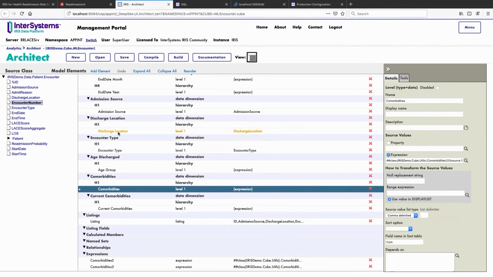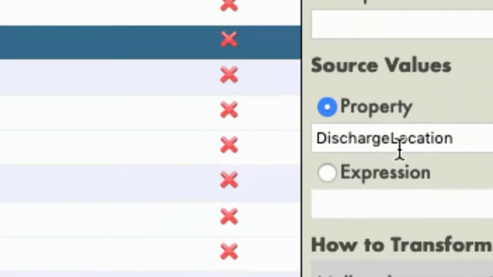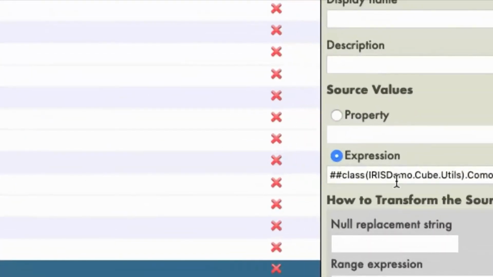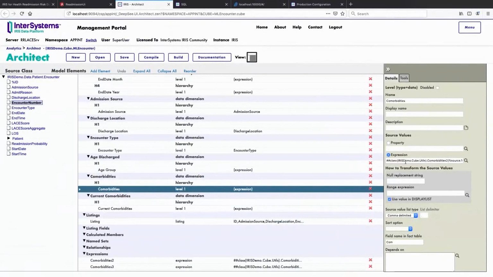This discharge location, as you see, is a very simple property. But comorbidities is an expression. I'm doing some crazy stuff there. I'm selecting all the diagnoses that the patient has at the point of this hospitalization, not in the future, but from there to the past. I'm translating all the ICD codes into comorbidities and giving back a list of comorbidities. But all this code is very well organized in this method that I'm calling here.